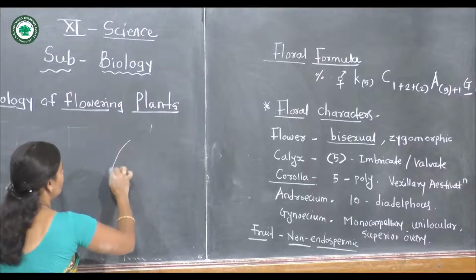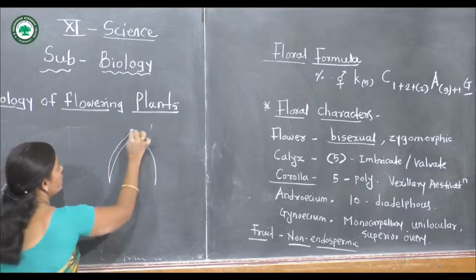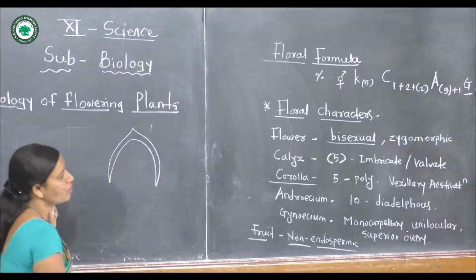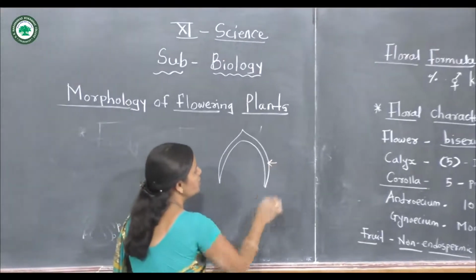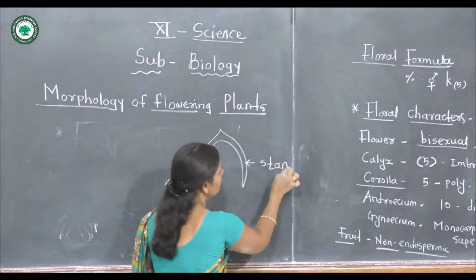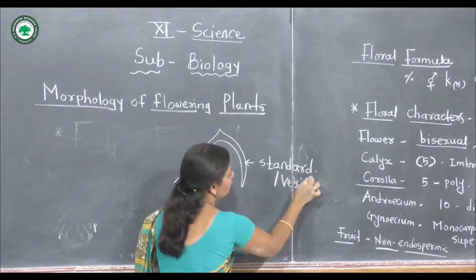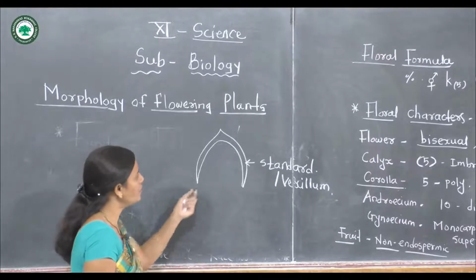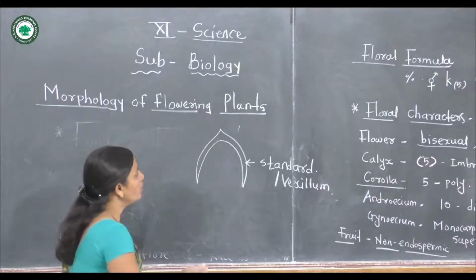Of these 5 petals, this one petal is the largest. This is the largest petal. The petals are 5 in the pea flower, and it is a vexillary type of estivation. Now this largest petal is called the standard, or it is called the vexillum. It is the largest petal. In the arrangement of vexillary estivation, the first petal is the largest, and it is called the standard.